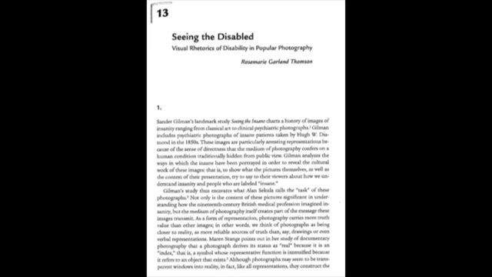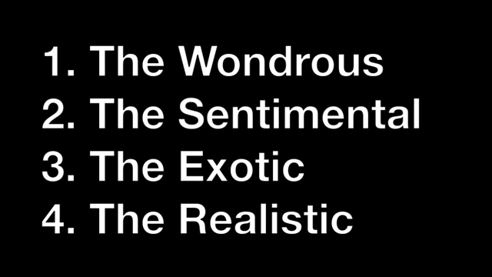Yeah, and one of the most engaging topics that you mentioned is the representation of disability. Really? Yeah, there are actually four primary visual rhetorics of disability. Oh, I think I've heard of these. Is one of them the wondrous? Yeah, and according to Seeing the Disabled by Rosemary Garland Thompson, there are three more, such as the sentimental, the exotic, and the realistic. Would you mind discussing these with me? No, not at all. Okay, let's start with the wondrous then.